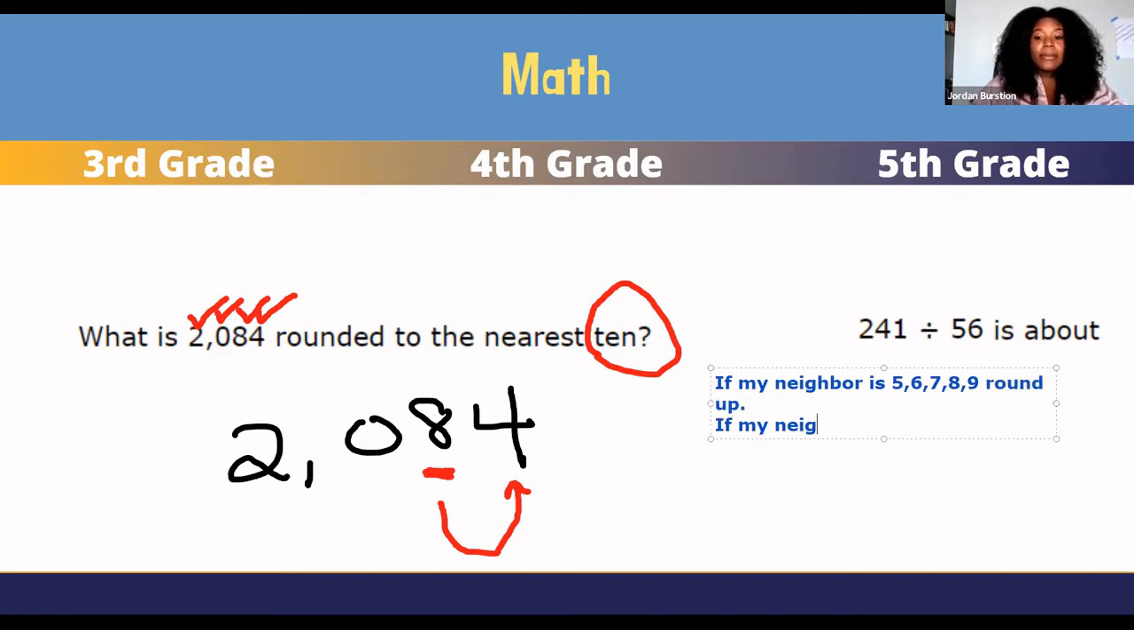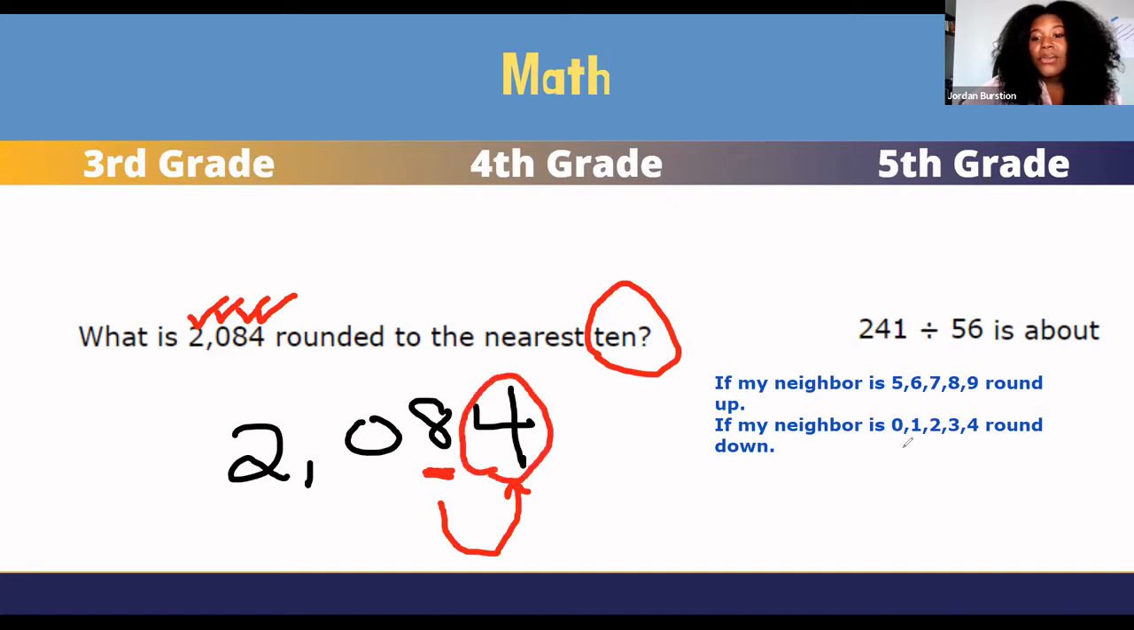If my neighbor, the number to the right, is 0, 1, 2, 3, or 4, I need to round down, okay? So what is my neighbor over here? My neighbor is a 4. And the rules say if my neighbor is 0, 1, 2, 3, or 4, round down. So instead of being 2090, round down and just be 2080.